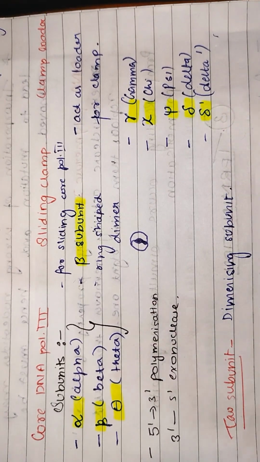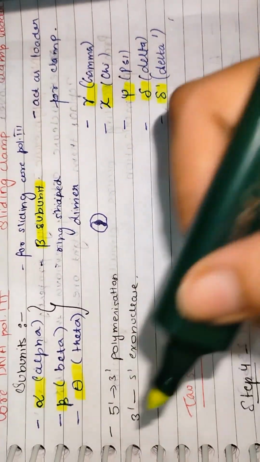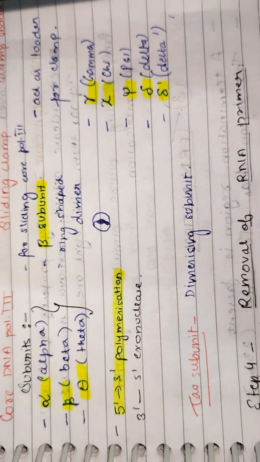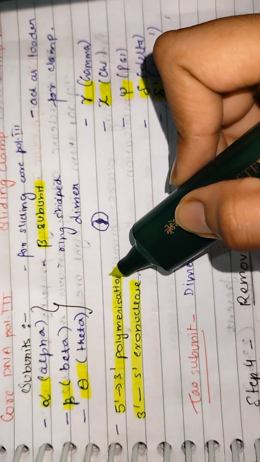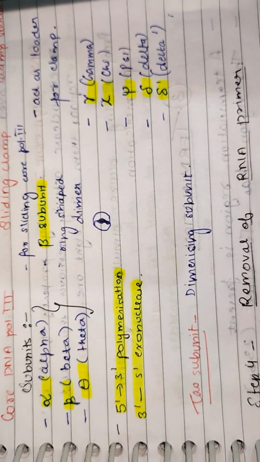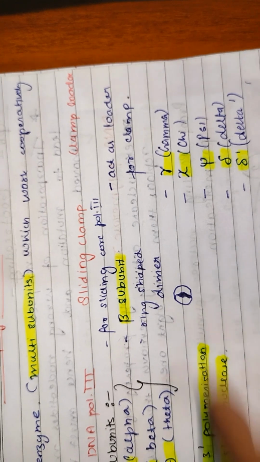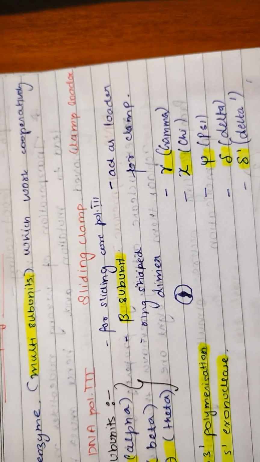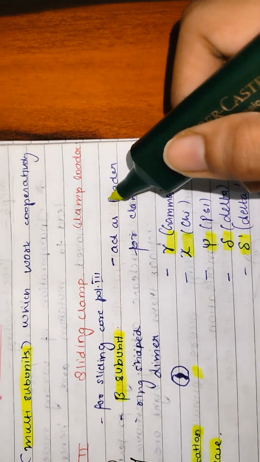What are the functions of these 3 different parts of polymerase 3? The core DNA polymerase 3 is basically responsible for the 5' to 3' polymerization activity and 3' to 5' exonuclease activity. It means that it will synthesize the DNA and it is responsible for the proofreading of the DNA. We will discuss it later. The sliding clamp is basically a dimer, a ring-shaped dimer like this. And the clamp loader is responsible for the loading of the clamp.